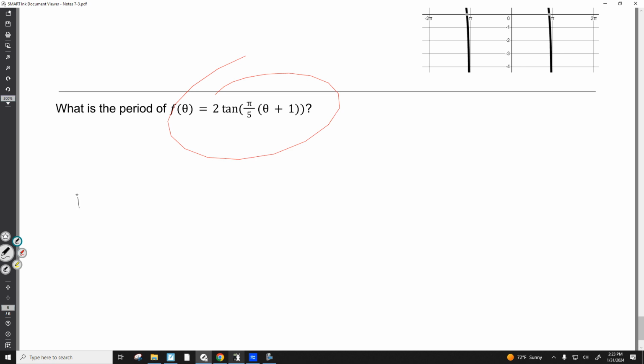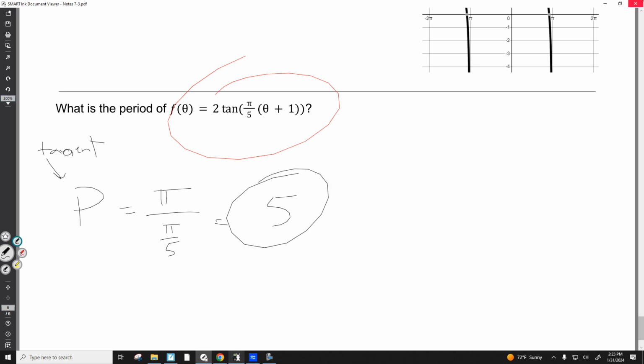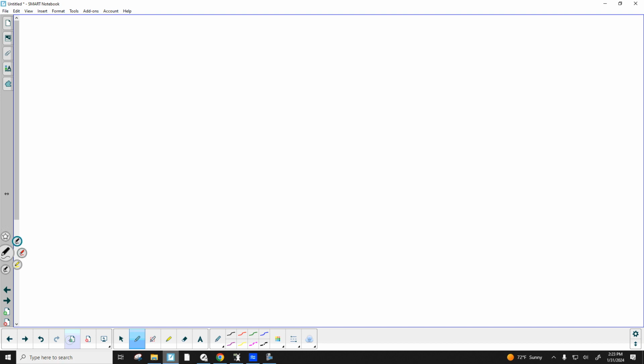The period of tangent is just pi. In our box, we do 2 periods of tangent. Pi over b is just going to be 5. That's going to be very important for your test. Most of the stuff with the steps, oh man. We'll be fine.